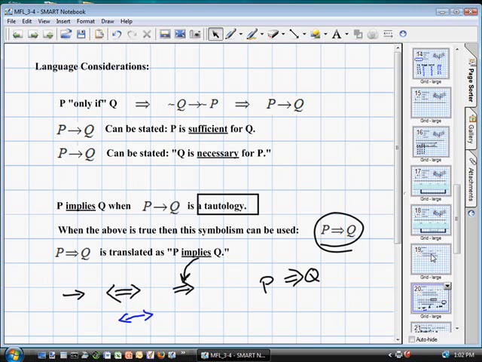And then, here's another one. The word implies. Implies. What's the noun form of the verb implies?